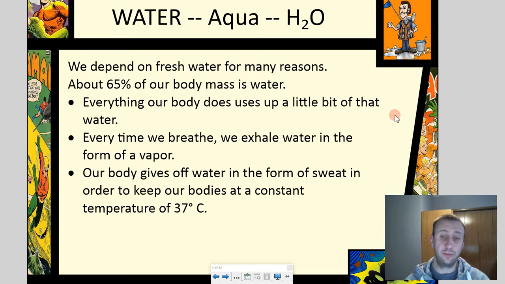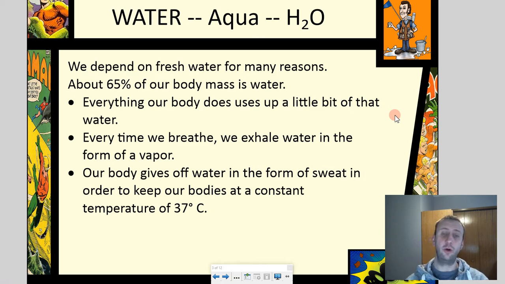Every time we breathe, we actually exhale some water in the form of water vapor. You can see this when it's very cold out, right? You can see your breath. That's because our breath contains water. Our lungs and stuff are moist inside, and water is always leaving our body as we even just breathe.